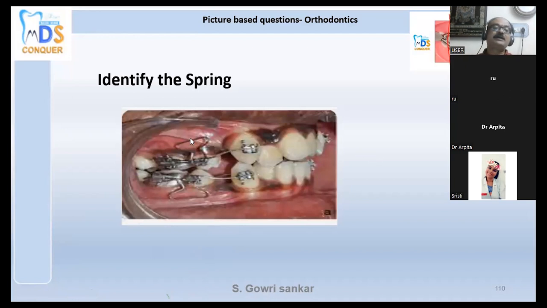So here, I closed the coil and make it open. When the coil closes, it brings the teeth along with it. So it is called frictionless or non-sliding, or loop mechanics. Since I am using only a part of the arch, you can see that my wire is not running from this molar to that molar, it is running up to the canine. It is called segmental mechanics. If it runs from this side to that side as a continuous wire, it is called continuous mechanics.